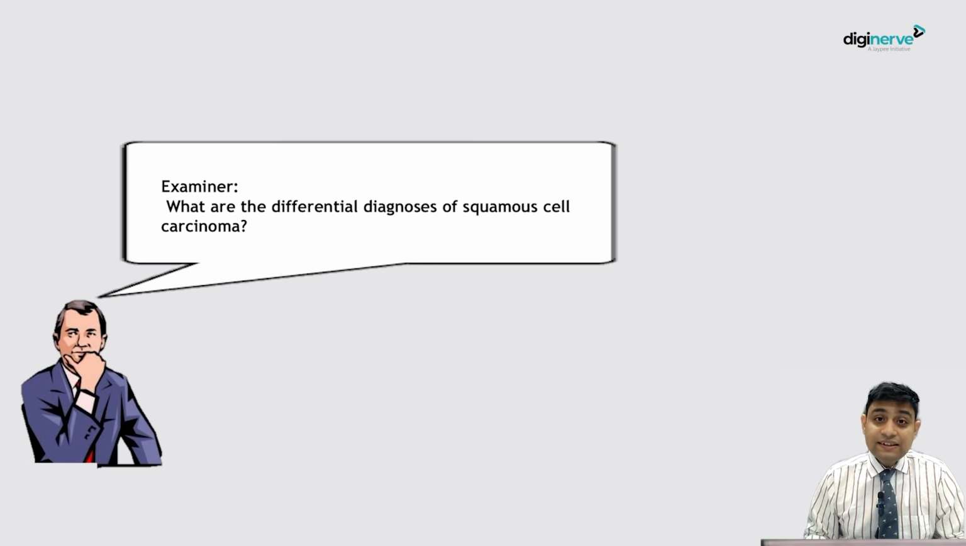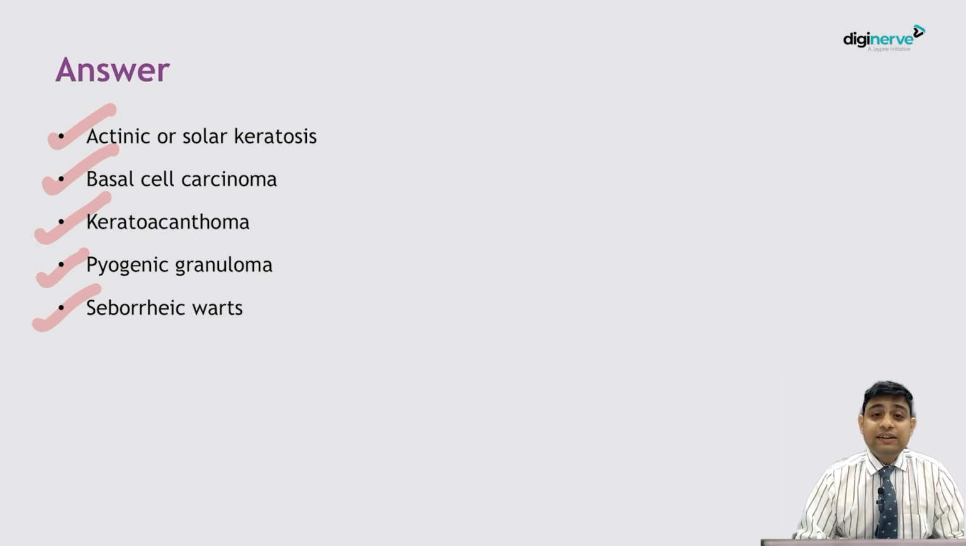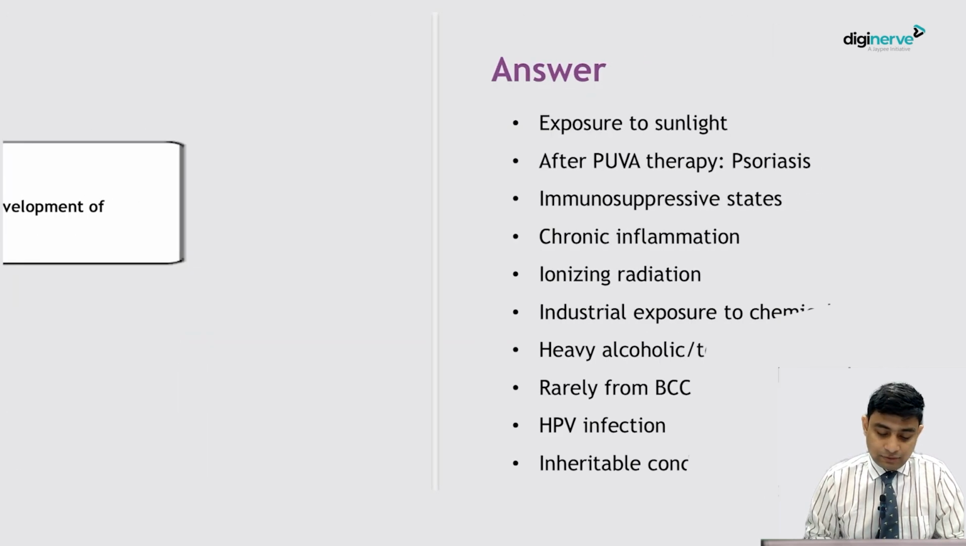Now what are the differential diagnoses of these cases? Okay, the differential diagnosis is, of course, actinic or solar keratosis, basal cell carcinoma, keratoacanthoma, pyogenic granuloma, and seborrheic warts. Of course, these are for smaller lesions, and when they're quite large, we know it's a clinical diagnosis that it is squamous cell carcinoma. Okay, what are the risk factors of developing squamous cell carcinoma?